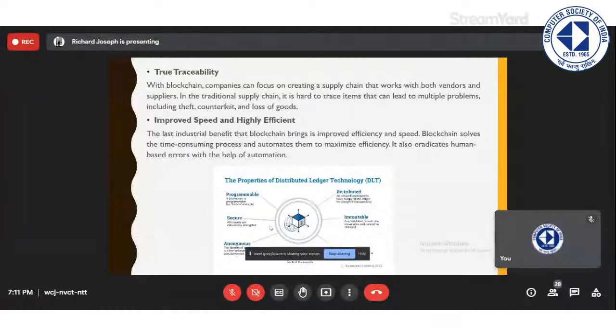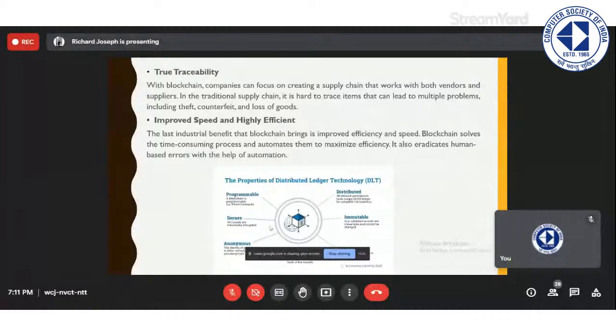The next benefit removes any human errors. It improves speed and it is highly efficient. This is the last industrial benefit. Bringing in blockchain improves efficiency and speed. Blockchain solves time-consuming processes and automates them to maximum efficiency. It also eradicates human-based errors with the help of automation.